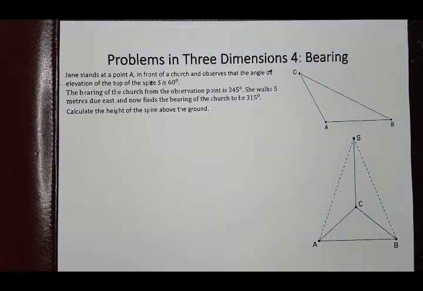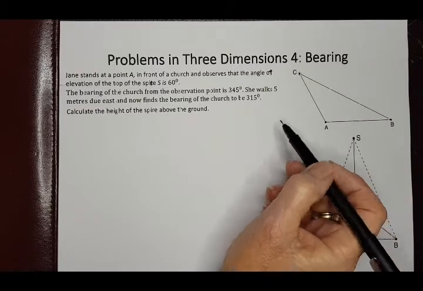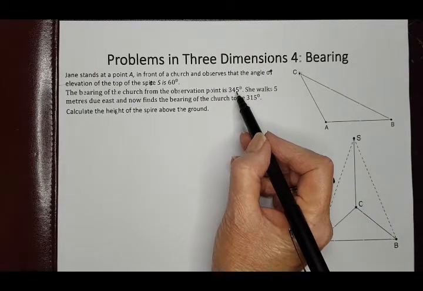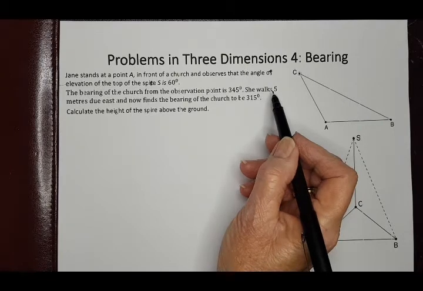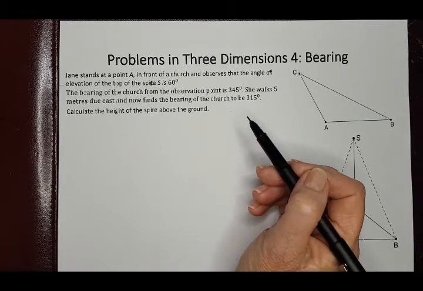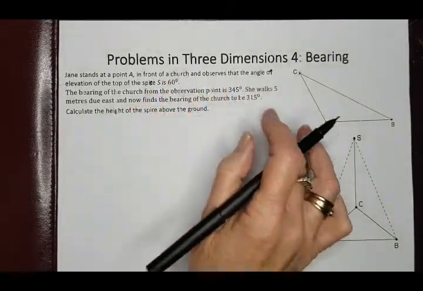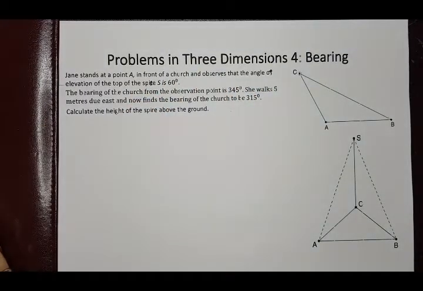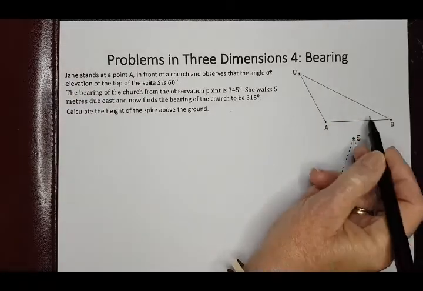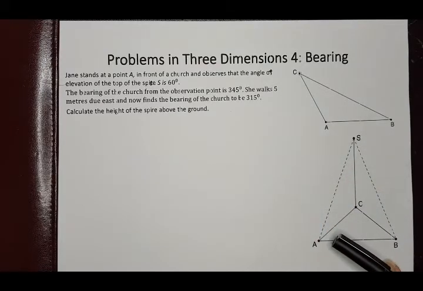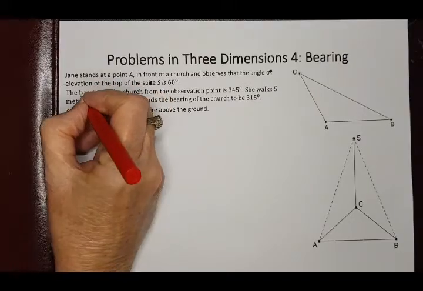Now, the bearing of the church from the observation point is 345. She walks 5 meters due east and now finds the bearing of the church to be 315. Now, all these angles become really complicated. So it's much better to always first work out everything to do with bearing, and once you've done that, worry about the angles of elevation and depression. So all I'm looking at now is the information that's been given to us in terms of bearing.